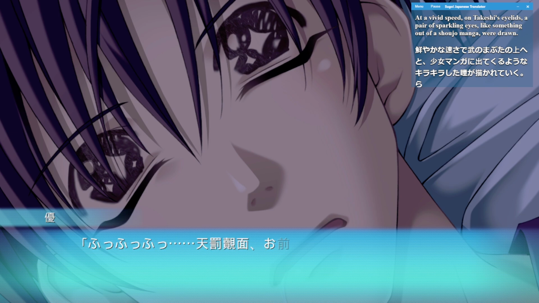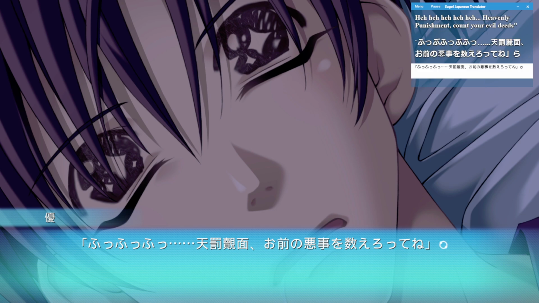Punishment from heaven, count your evil deeds. I have a hard time capturing this, apparently. Which kind of makes sense. I mean, that first kanji right there is heaven. That's what that means, so.